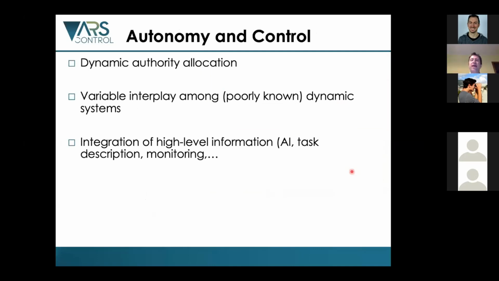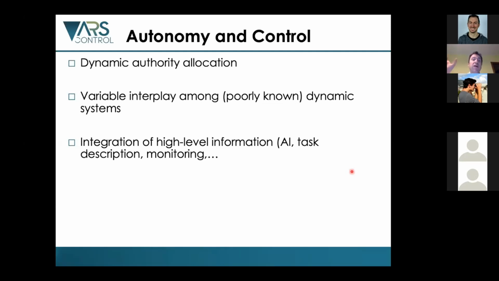This is very nice, thinking about giving some authority to the robot, asking the robot to do something by itself and to interact in a smooth, efficient and effective way with the human. But there are a lot of problems behind this desire. First, dynamic authority allocation, which means from a control point of view that you have an entity that changes its authority dynamically. So the dynamics that is injected into the system changes over time.